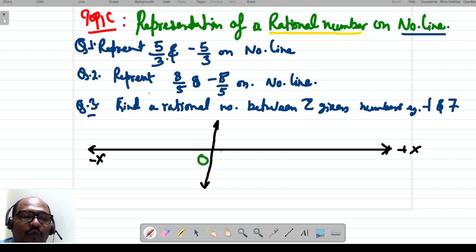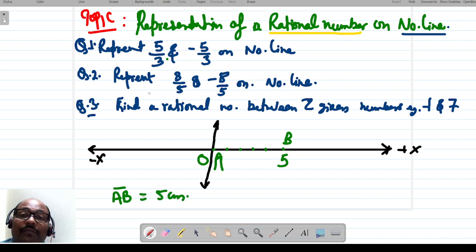From here take the ruler, and with the ruler measure 5 centimeter. 1, 2, 3, 4, 5. So here it's 5. Draw a line segment A to B. A is this point. A to B is a line segment whose length is equal to 5 centimeter.